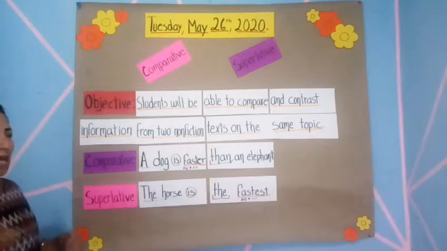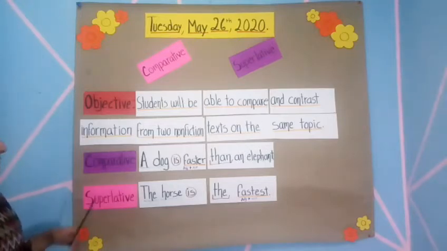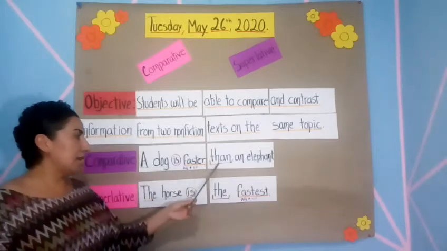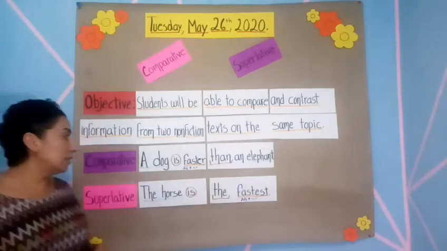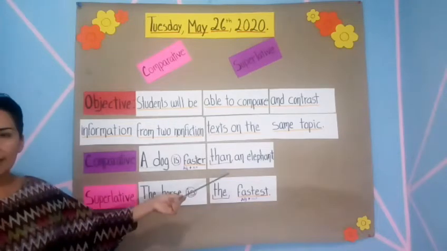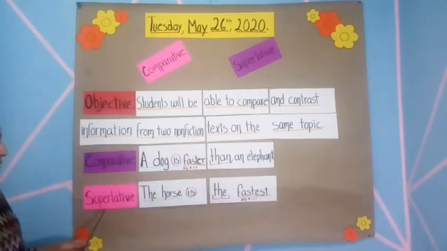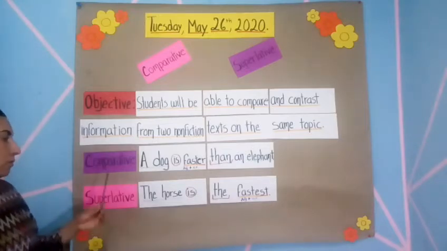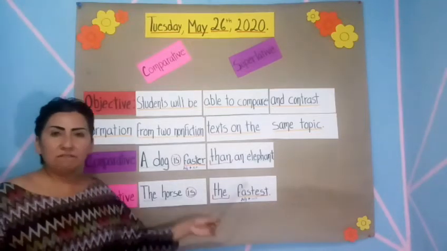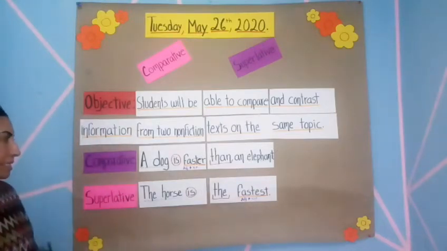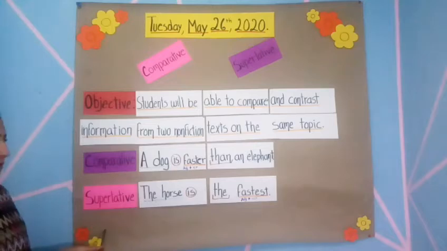When we compare two things, in this case we have an example. A dog is faster than an elephant. In this case, we say that a dog is faster than an elephant. And we have the superlative form, that is when we're talking about the horse is the fastest. We have two different forms to build sentences in comparative and in superlative form.